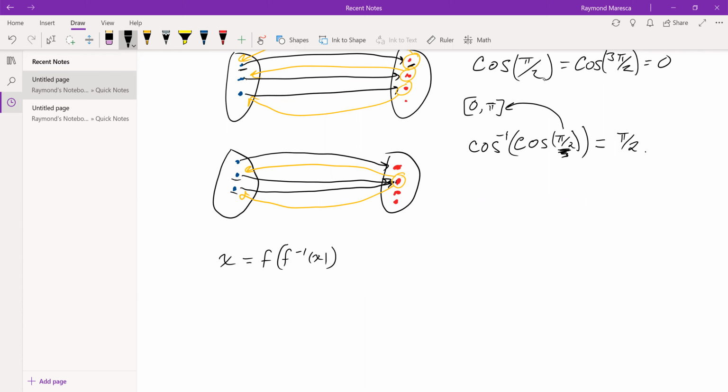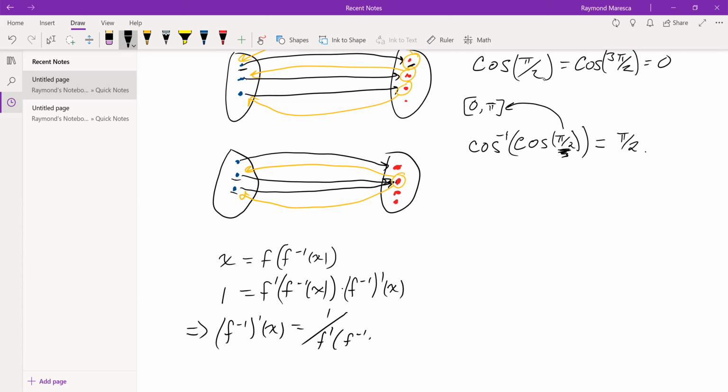Well, to find the derivative, we can differentiate both sides of this equation with respect to x, and we get 1 equals, then here we have to use the chain rule. So we have the derivative of f evaluated at f inverse of x, and then we have to multiply by the derivative of the interior function, which is the derivative of f inverse. And then we just solve for the derivative of f inverse by dividing both sides by the derivative of f evaluated at f inverse of x.